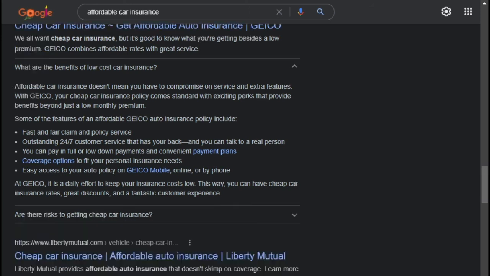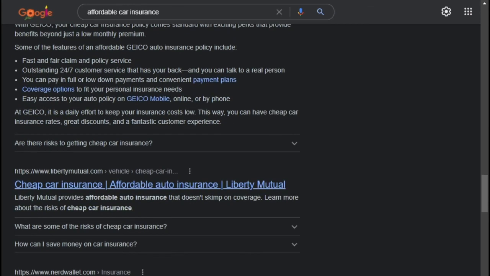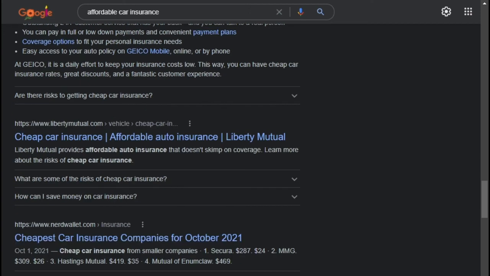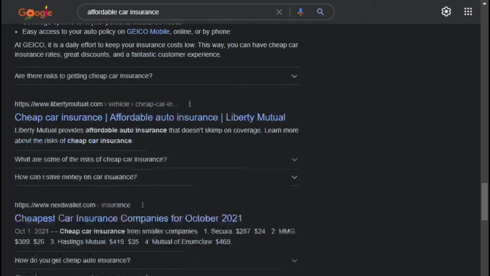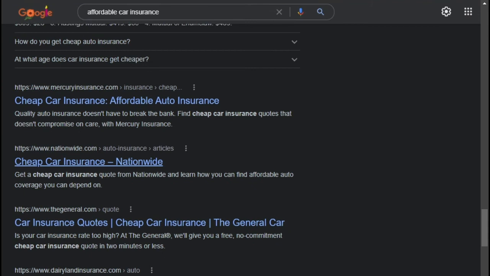Outstanding cheap car insurance, affordable auto insurance, Liberty Mutual. Cheap car insurance company for 2021. Cheap car insurance, Nationwide. Get a cheap car insurance quote from Nationwide and learn how you can find affordable auto coverage you can depend on.